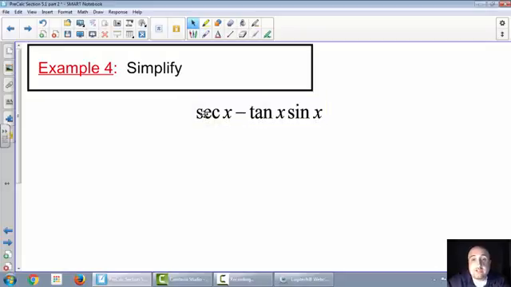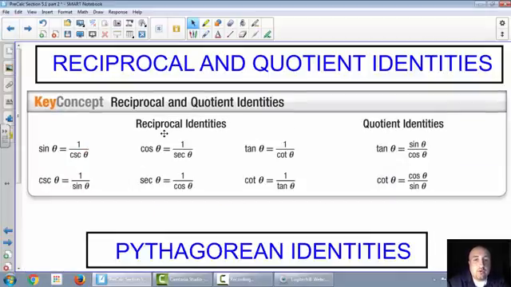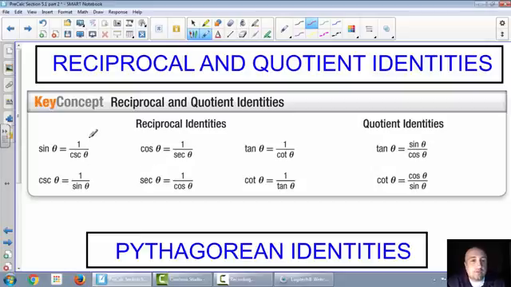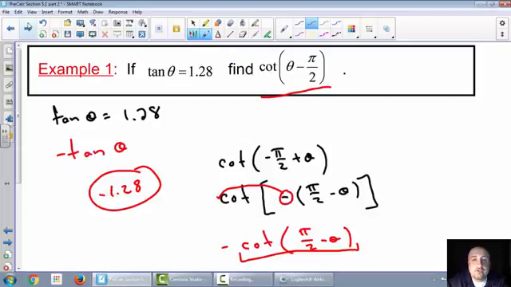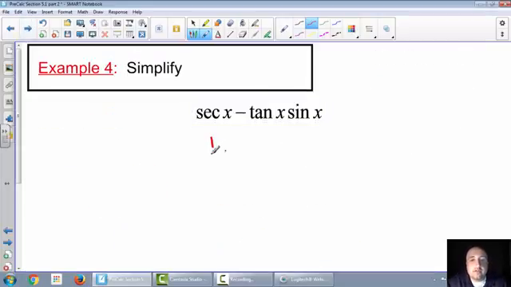I'm just going to start at the left, secant of x. Let's see if we can turn secant of x into sine or cosine. Do any of these work? This one doesn't deal with secant. This one, secant's just on the wrong side. If we look here, it says secant is equal to 1 divided by cosine. So I've turned secant into 1 divided by cosine.